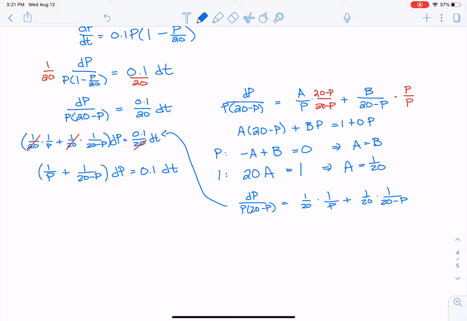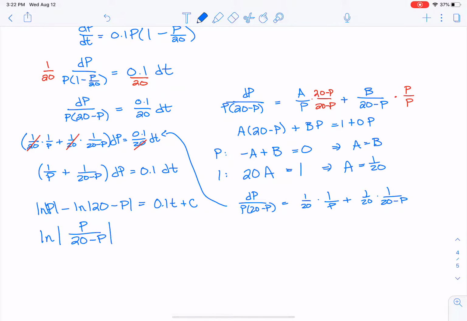Okay, so now I'm going to anti-differentiate both sides. So I'm going to get the natural log of p, and then it's going to be minus the natural log of the absolute value of 20 minus p. Very important that I include the absolute values there. That's going to equal 0.1t plus the constant c. Now we can use natural log rules to combine this. So we're going to get the natural log of p over 20 minus p is equal to 0.1t plus c. So remembering that the natural log of the quotient of p over 20 minus p is the natural log of p minus the natural log of 20 minus p.